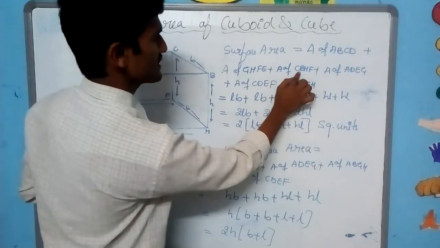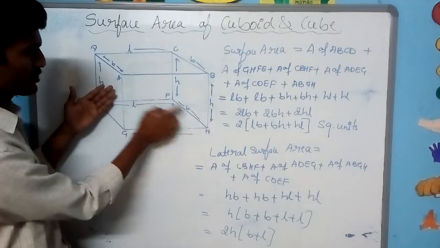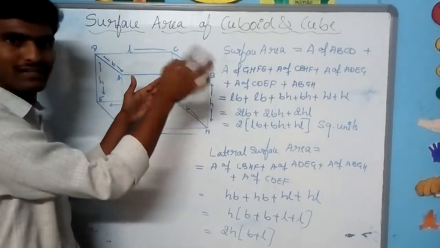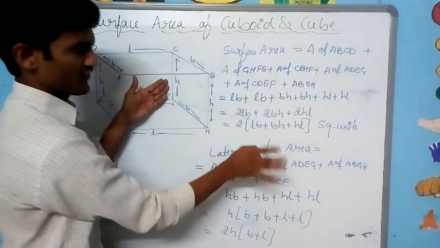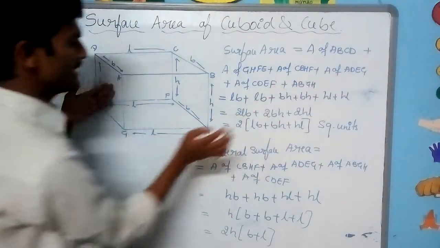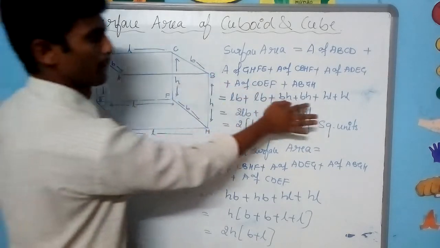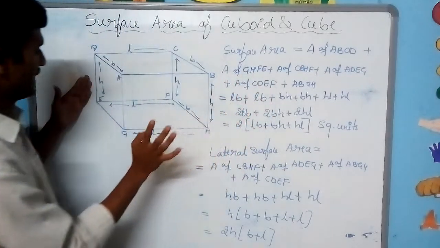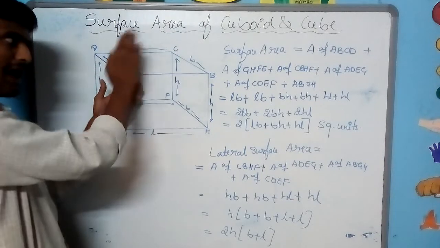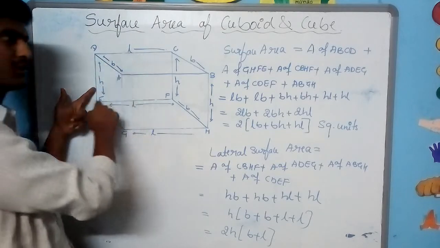Now area of CBHF. Where is the CBHF now? CBHF is this side. So here H and B, the 2 parameters are there. You multiply and you get the area of CBHF, so B into H. Now this face, the area of ADEG. Again I should multiply H into B. Now area of CDEF, the back. Here length into H.